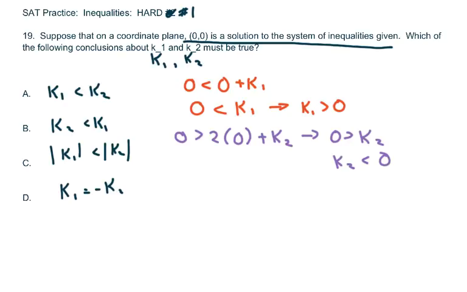Every negative number is less than every positive number, which means k2 is less than k1, which is B. Also note that choice A is always false because it contradicts B. C and D may or may not be true depending on the values of k1 and k2. But the question asks which statement must be true. So that's why this is true. And then we're really using this one right here.